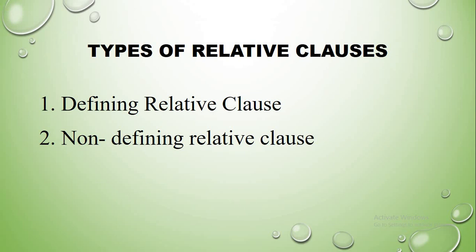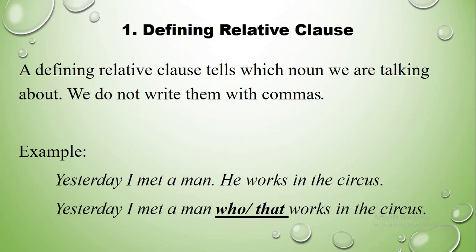Types of relative clauses. We have two types of relative clauses. Number one, defining relative clause, and number two, non-defining relative clause. Let's see that in detail. Number one, defining relative clause. A defining relative clause tells which noun we are talking about. We do not write them with commas. Let's see some examples.